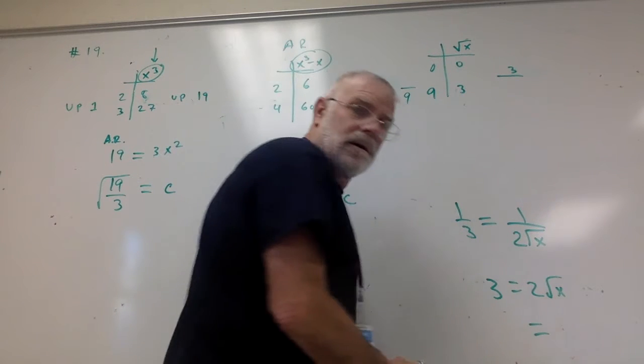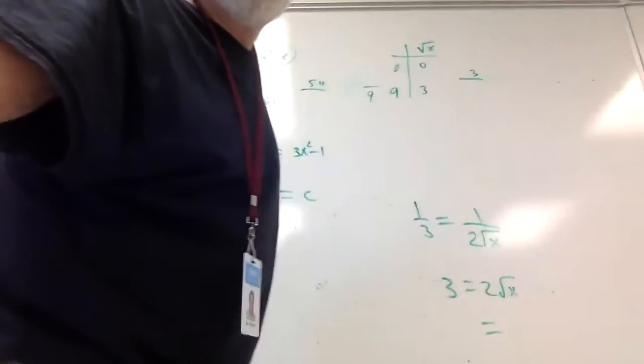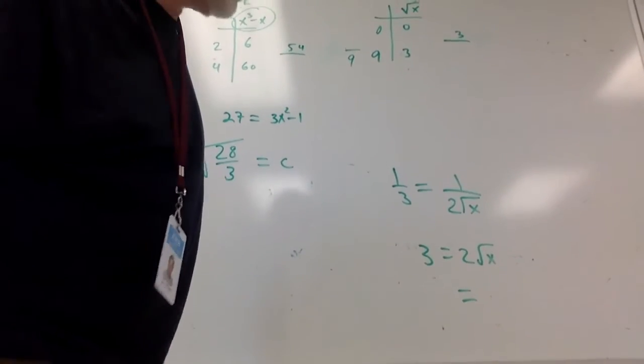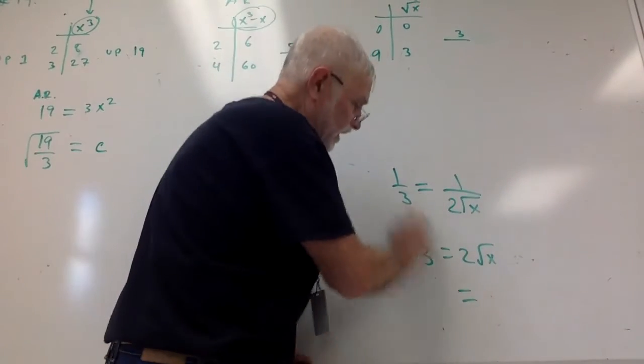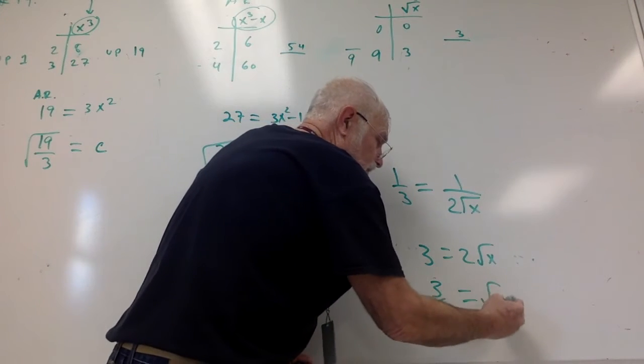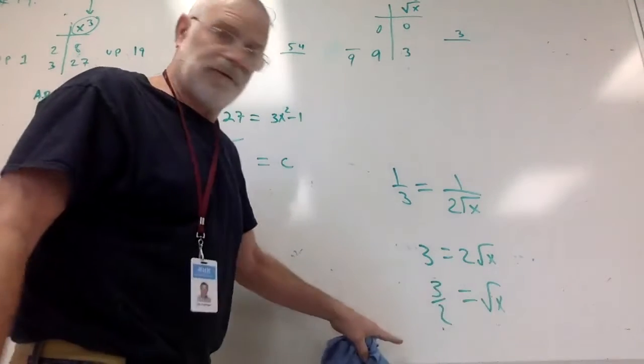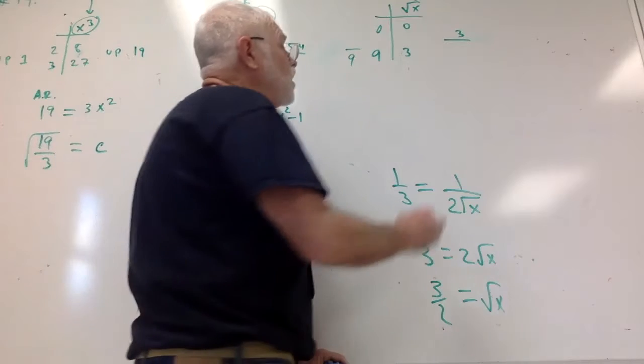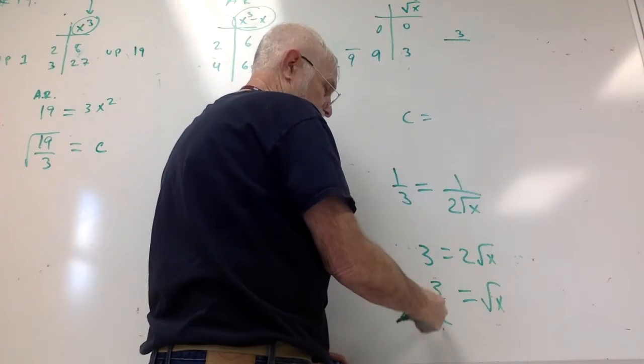I'll keep my equal signs somewhat lined up, although it looks like I'm drifting off to the right. So 3/2 equals the square root of x. Sure looks like I have to square this. And if I do, then my C is 9 over 4.